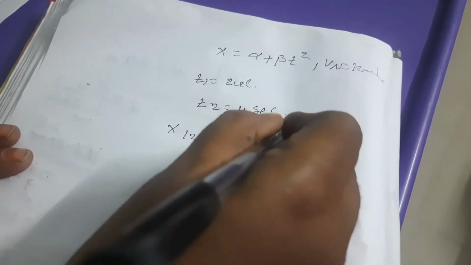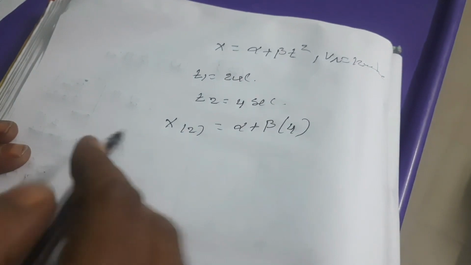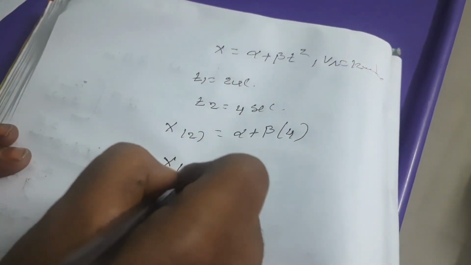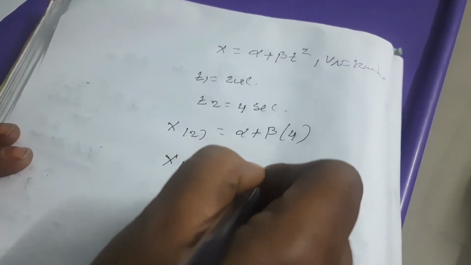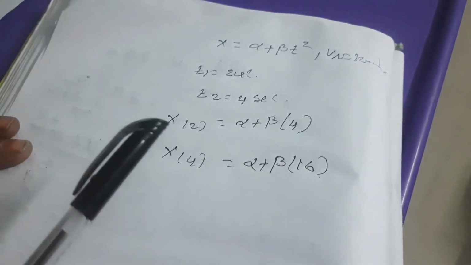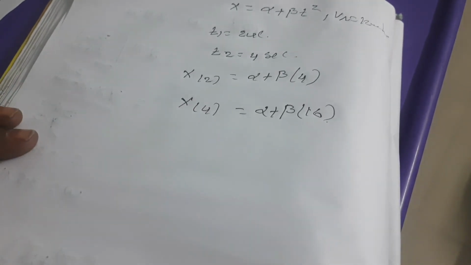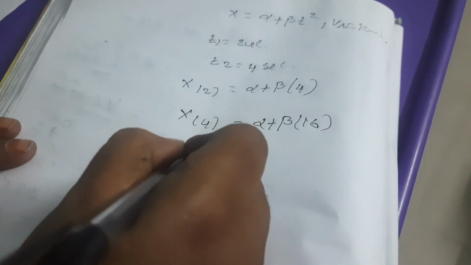So beta into t square is 4. This is the position at 2 seconds. Like that, what is the position at 4 seconds? Alpha plus beta into 4 square, which gives 16. So we know the final position and we know the initial position. Then how do we find the average velocity here?